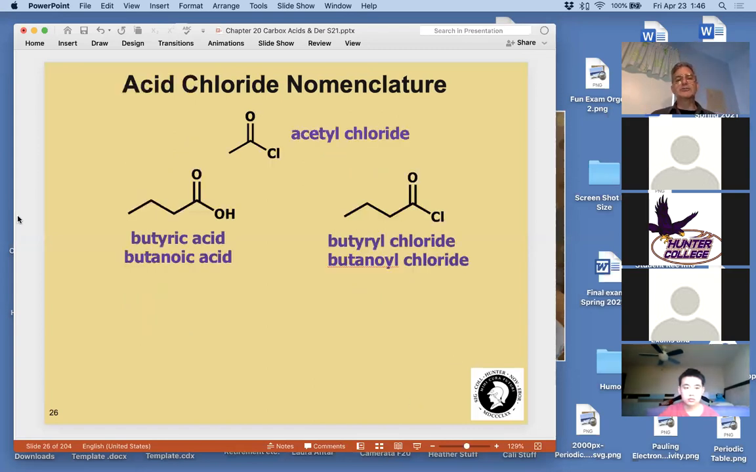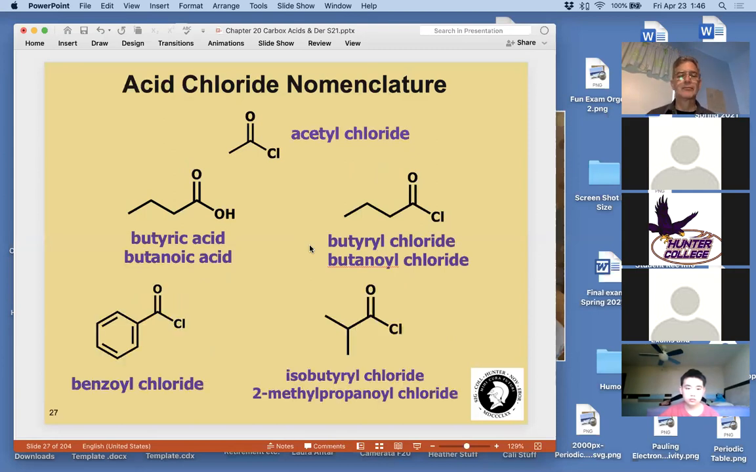Okay, acid chlorides, butyric acid, butyryl chloride. Now it's 2 words again. Butanoic acid, butanoyl chloride. So you guys got to get some of these patterns down. Okay, again, this isn't a complicated chapter, but it has a lot in it. Okay, so here's benzoyl chloride. So now you got to distinguish benzyl from benzoyl. Okay, one has a carbonyl group. This is isobutyryl chloride or 2-methylpropanoyl chloride.